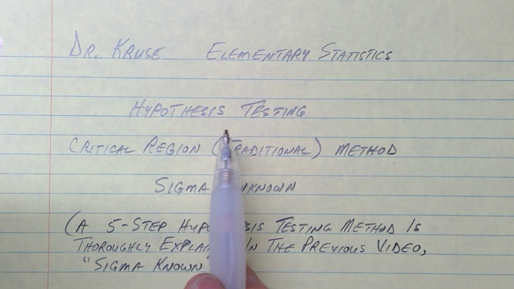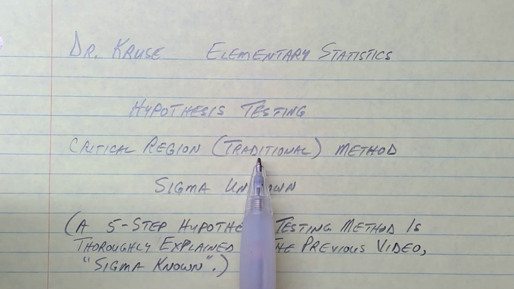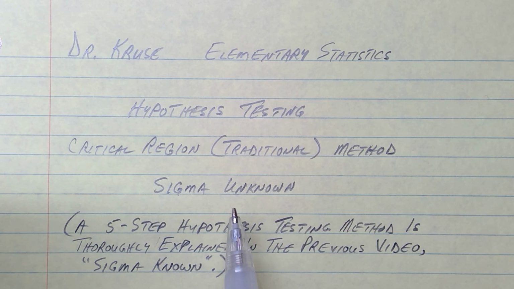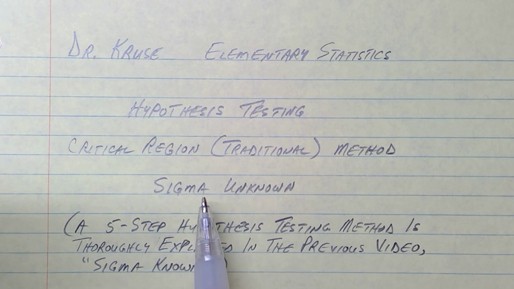In this video, it's going to be hypothesis testing using the old-fashioned method, the traditional method, where we shade a critical region and then we see if our test statistic lands in that region. For this example, sigma is unknown. The population standard deviation is unknown.